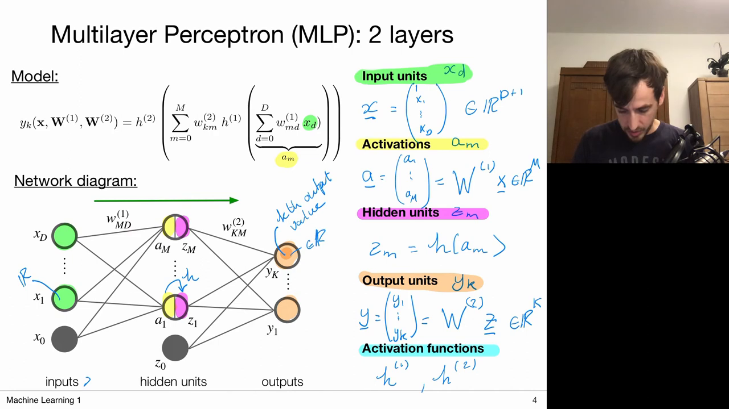So we have inputs X. We have this matrix vector multiplication with my first set of weights, W1. That gives me, in the end, the activations. And then it gives me the hidden units, this hidden unit vector, which is then transformed via a linear transformation with my set of parameters W2. And that gives me my output activations. Okay, so that explains all the components.